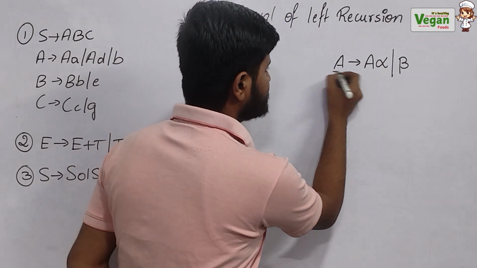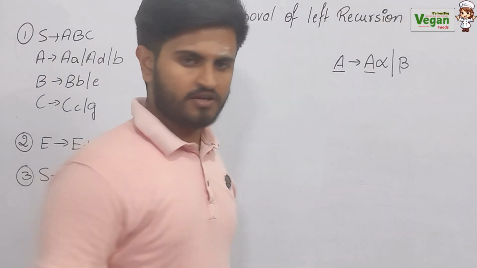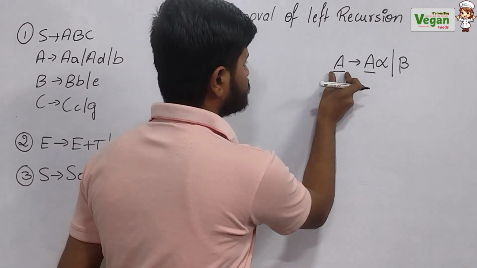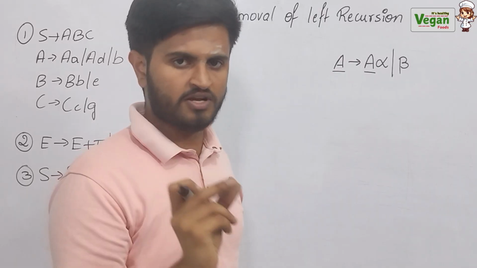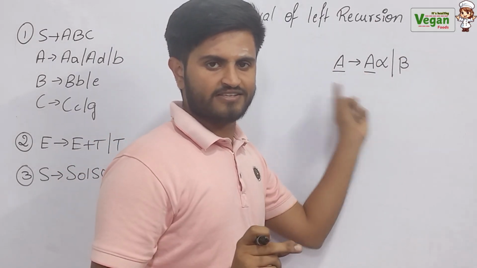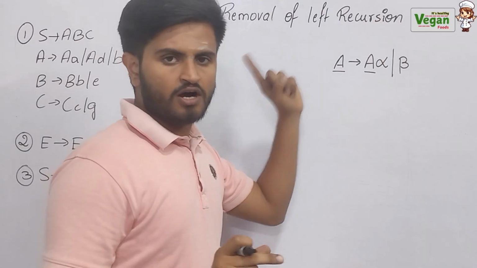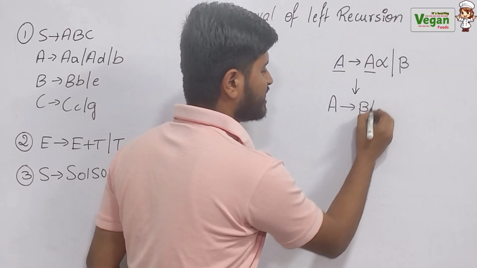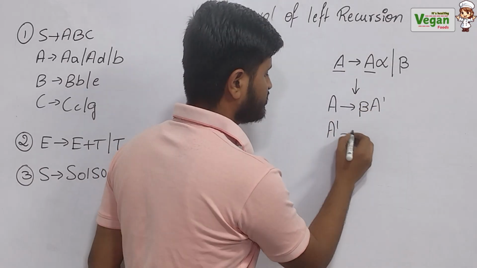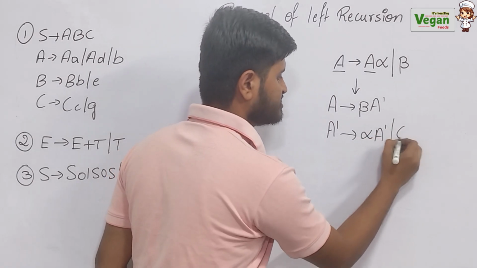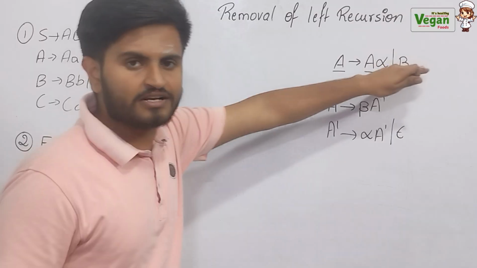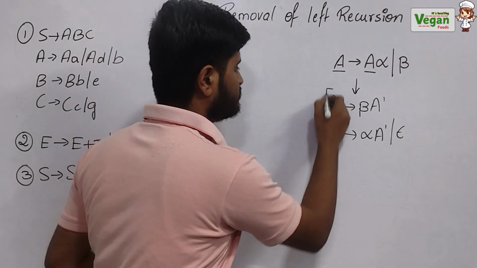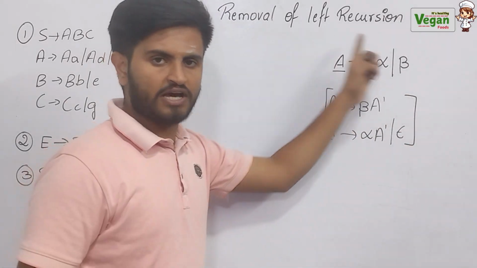If you see, A is producing A alpha. So the producer and the starting of the production are the same. In this condition, you call it left recursion. You must remove it. How will you remove it? You write like this: A producing beta A dash, and A dash producing alpha A dash slash epsilon. So you must convert this general form, where A produces A itself, into these 2 forms, so that there will be the removal of the left recursion.